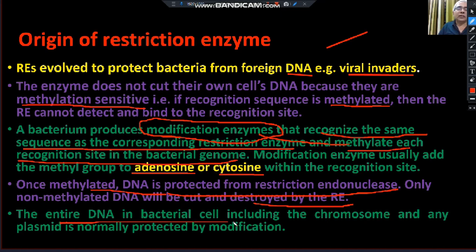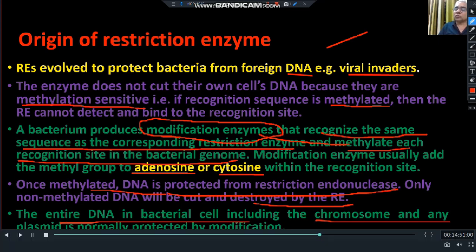The entire DNA in the bacterial cell, including the chromosome and any plasmid, is normally protected by these modification enzymes. इस तरीके से ये restriction enzymes फॉरेन इन्वेडर्स के लिए, वायरल जीनोम्स के लिए तो डिटरमाइन करके उनको डिस्ट्रॉय कर देता है, लेकिन अपने ही होस्ट जीनोम को, मीन्स बैक्टीरियल जीनोम को या उसमें प्लाज्मिड जो प्रेजेंट है उसमें, चूंकि वो सारे सीक्वेंसेस मॉडिफिकेशन एंजाइम के द्वारा मिथाइलेट कर दिए जाते हैं, इसलिए दोज रिकॉग्निशन सीक्वेंसेस कैन नॉट बी डिटेक्टेड. As a result the restriction enzyme will not act over those sequences.